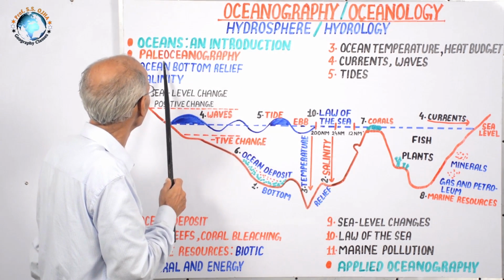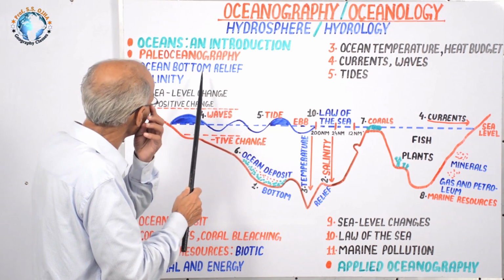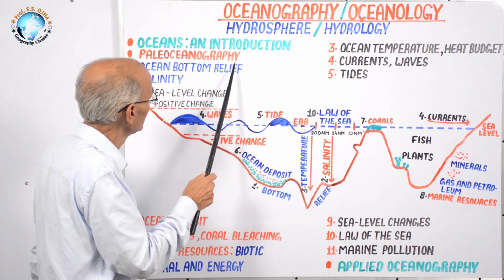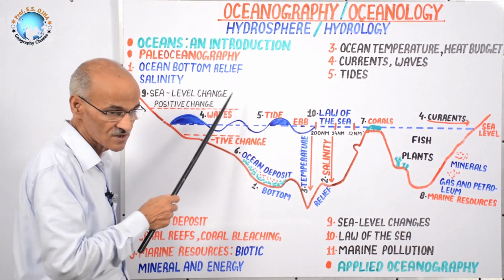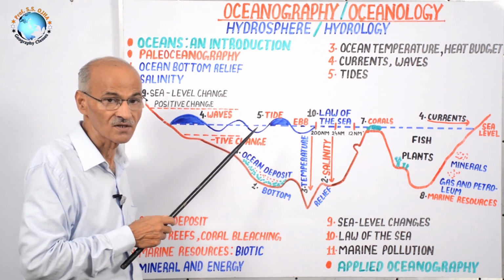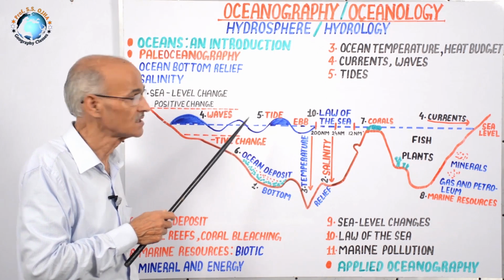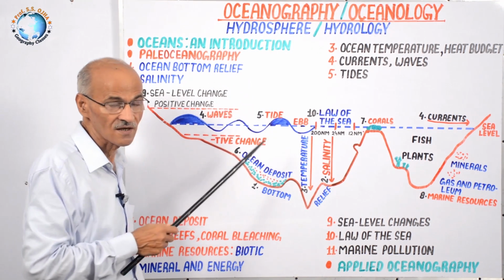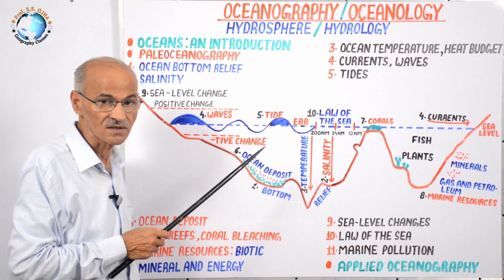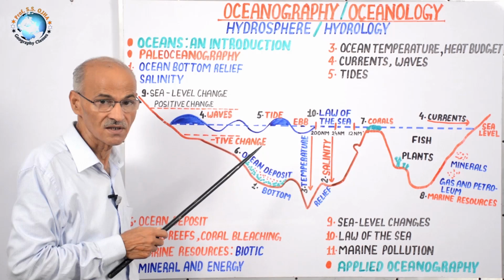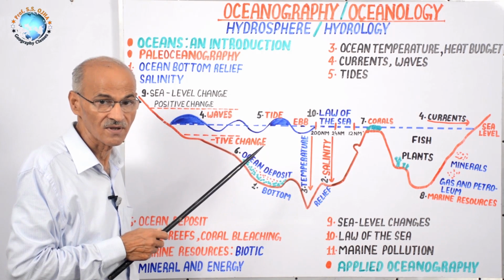The next topic will be Paleoceanography. In Paleoceanography, we will study the past oceans. The present oceans which we see on the globe were not there in the past. In the past, there was Panthalassa, then Open Tethys, then North Atlantic Ocean, then South Atlantic Ocean, then Indian Ocean, then Arabian Sea, Bay of Bengal.